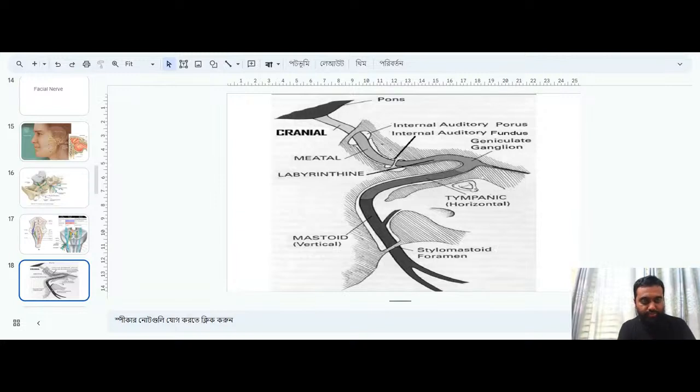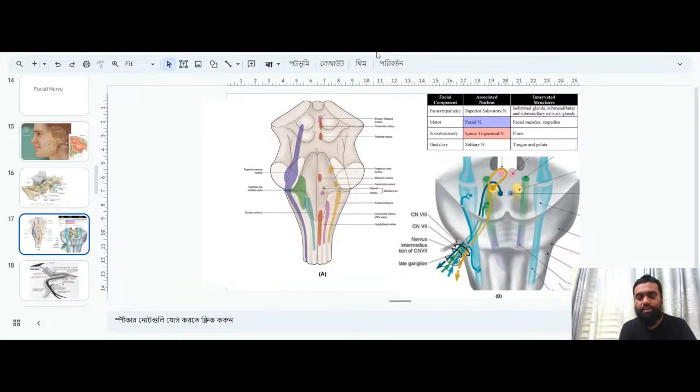Here we can see, for example, the neurons. Here are the nuclei of the facial nerve. So are these nuclei upper motor or lower motor?